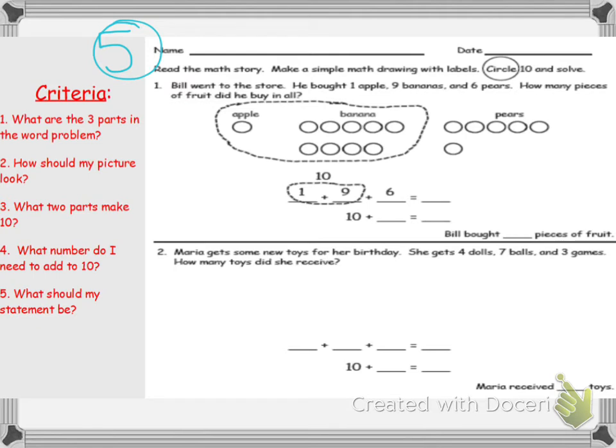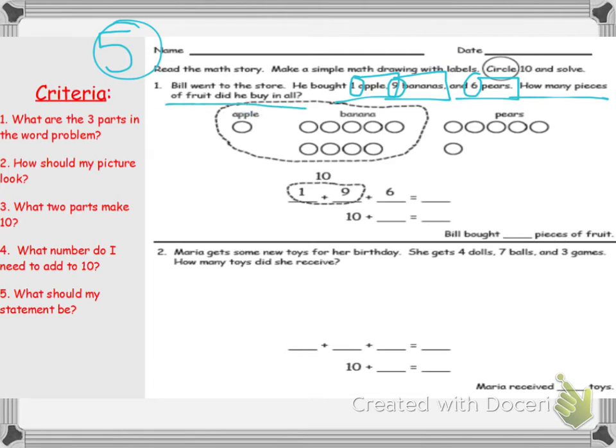Bill went to the store. He bought 1 apple, 9 bananas, and 6 pears. How many pieces of fruit did he buy in all? I'm going to read it again. Bill went to the store. He bought 1 apple, 9 bananas, and 6 pears. How many pieces of fruit did he buy in all? All right, guys, I want you to get your picture in your hand. We're going to do cubes.